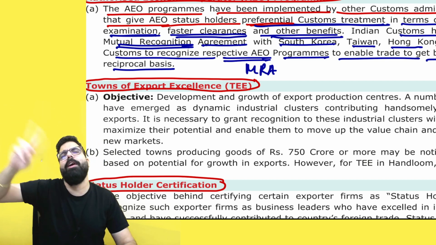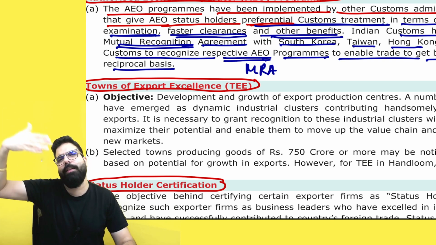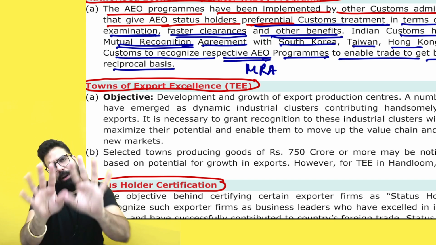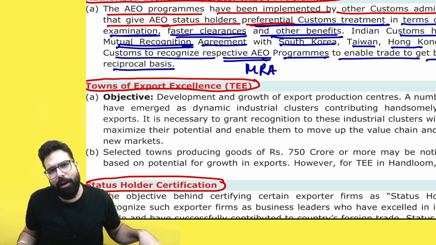They are telling us the mutual recognition agreement has been signed. Our AEOs will be recognized over there. Their AEOs will be recognized over here, and whatever AEO program benefits there are will be given to our respective people who are enrolled under the Authorized Economic Operator program.